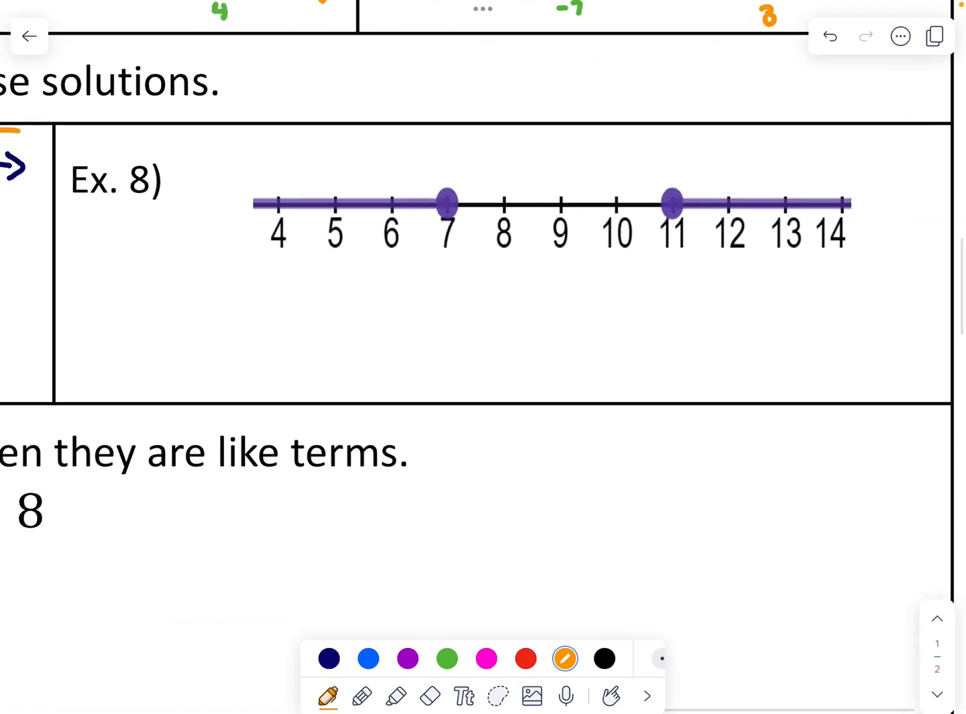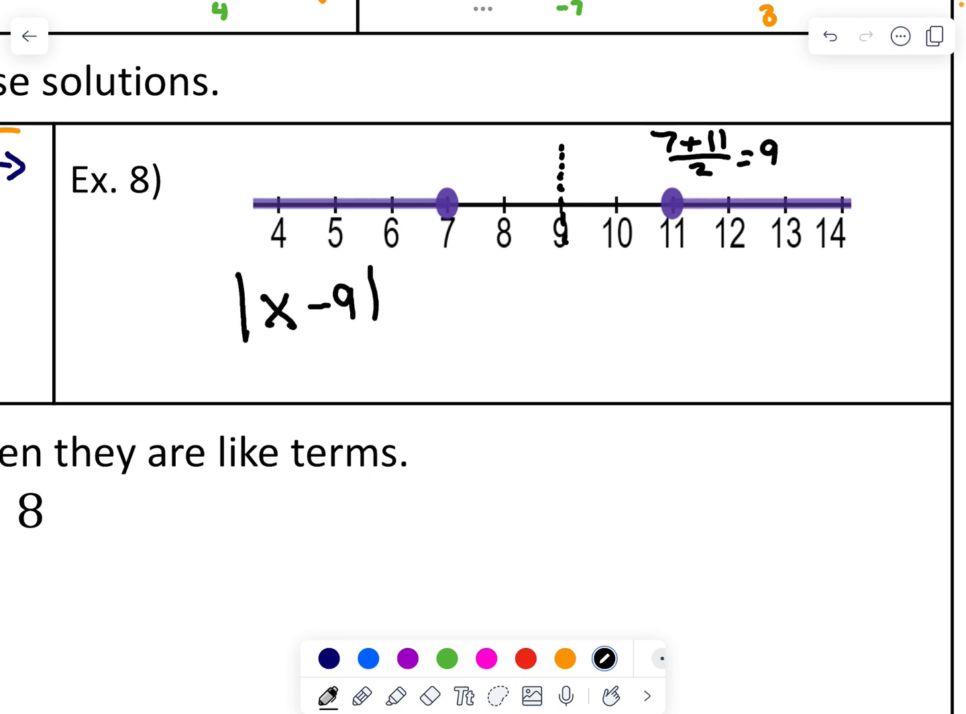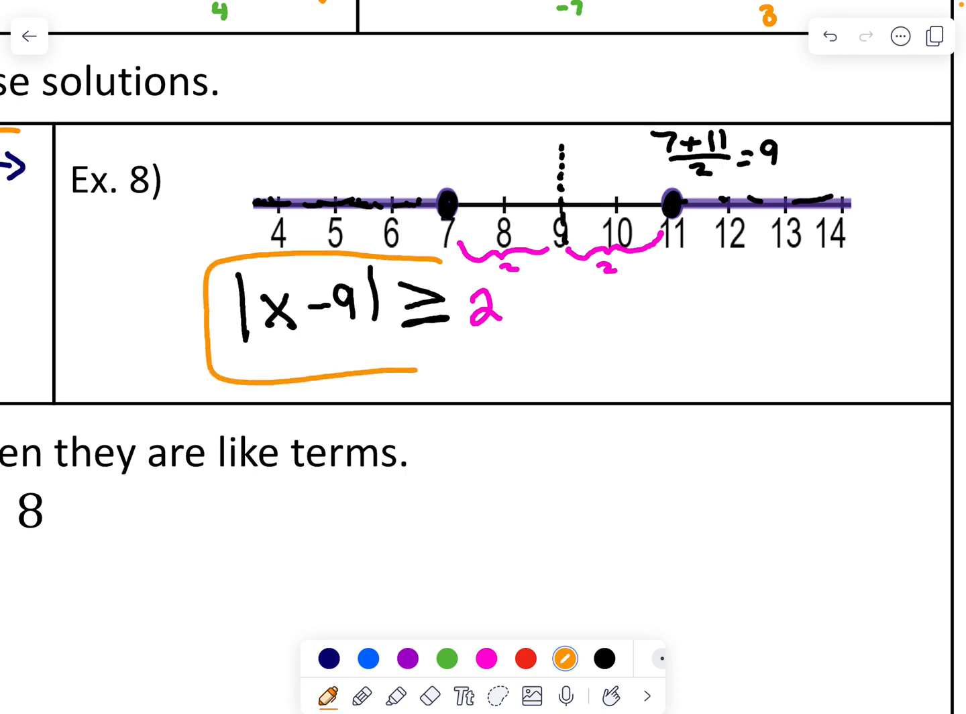Okay. Wow, there's a different one. But guess what, you guys? We're still going to go to that middle value. So if we did 7 plus 11 divided by 2, we would have gotten 9. So 9 is our middle value. So x minus 9. The distance of any of these points in here or in here are going to be greater than or equal to, because they actually included the boundaries. What value? Well, how far is it from the middle to the end point? It is 2 on both sides, and you can see how it's 2 on both sides. So this is going to be a 2, and we are done.